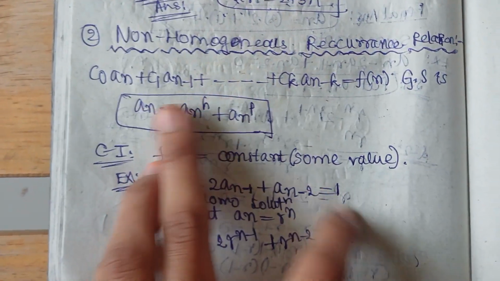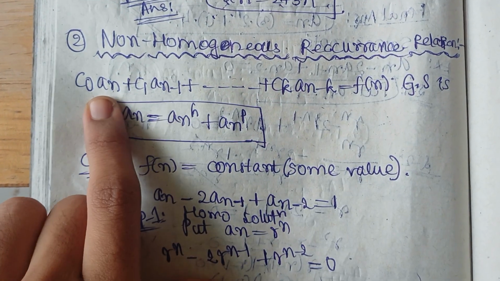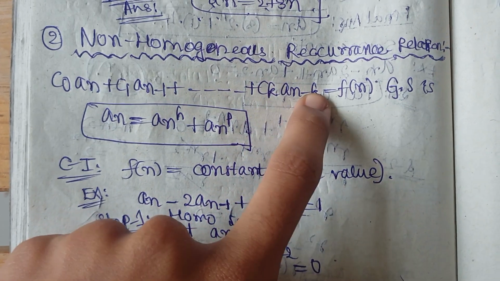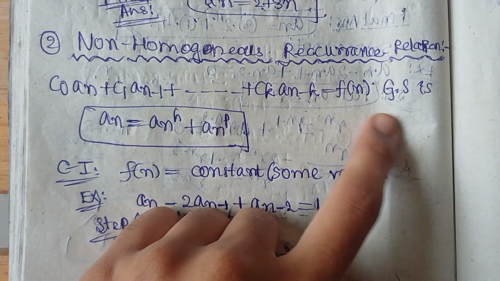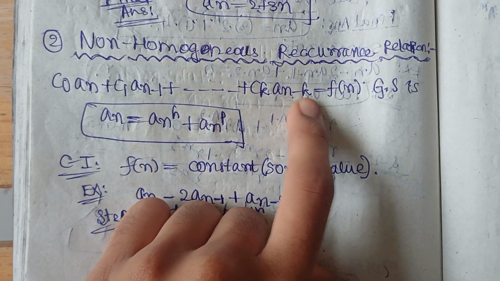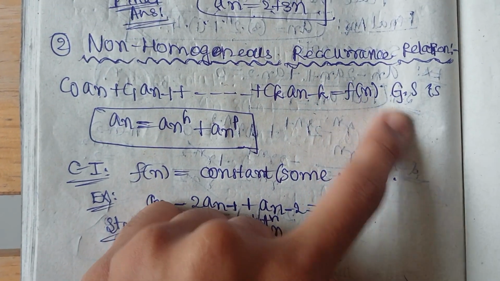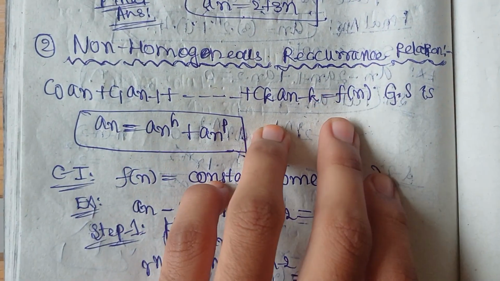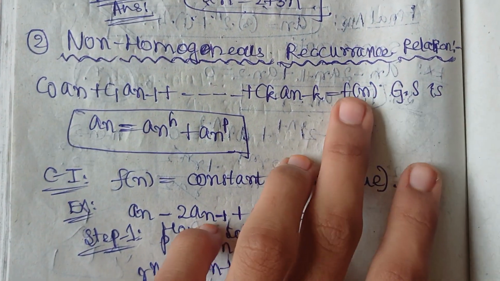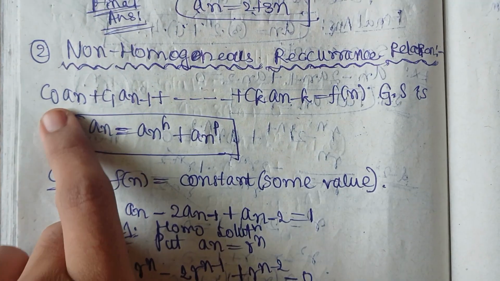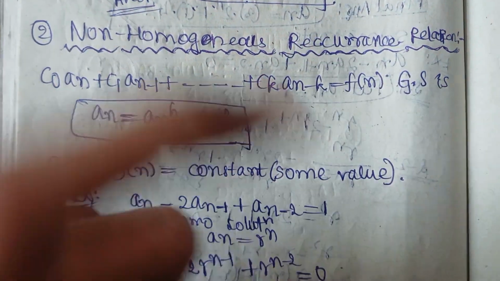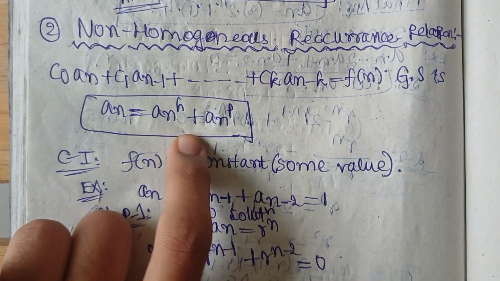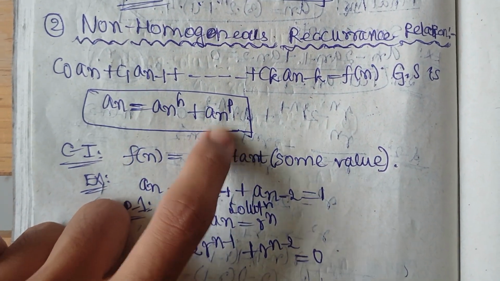Firstly, consider this relation: c0 an plus c1 an-1 plus and so on, ck an-k, equal to f(n). In the case of a homogeneous recurrence relation, we have 0 in the place of f(n), but in a non-homogeneous recurrence relation we have some function or some constant value. For such a relation, the general solution is given by an equals an^h plus an^p.